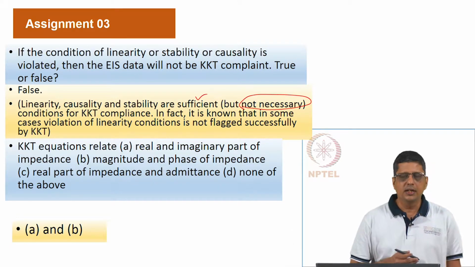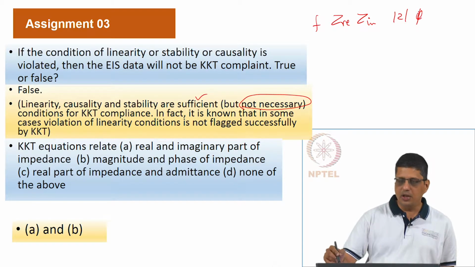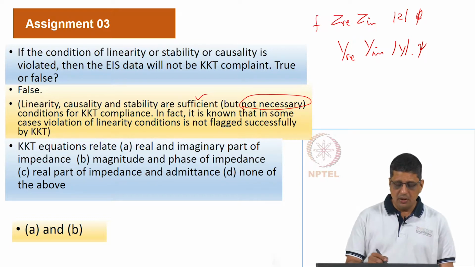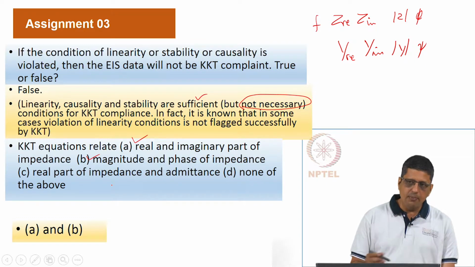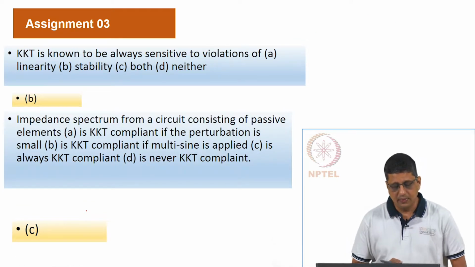And what do KKT equations relate? They can relate the Z real and Z imaginary. They can relate the modulus, or absolute value, and the phase value. We have an equivalent relationship in the admittance, real and imaginary, or phase and magnitude. Okay. So, choice A is all right, choice B is all right. They do not relate impedance and admittance, of course.